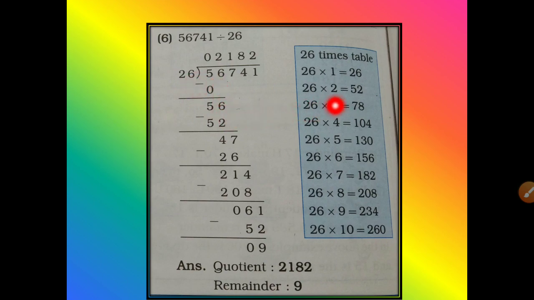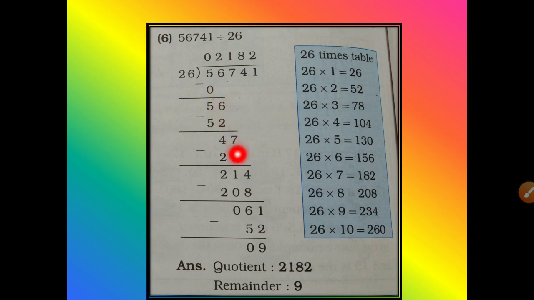Is 56 there in the table of 26? No, but the smaller number is there, that is 52. So we will write 26 2s are 52. 6 minus 2, 4. 5 minus 5, 0. Right?